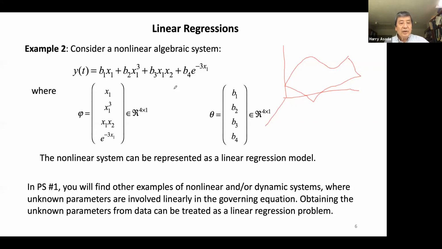I have just released problem set number 1, and you will find other examples of nonlinear and dynamic systems where unknown parameters are linearly involved, linear in the governing equation. Obtaining the unknown parameters from data can be treated as a linear regression problem. Okay, we can solve it.